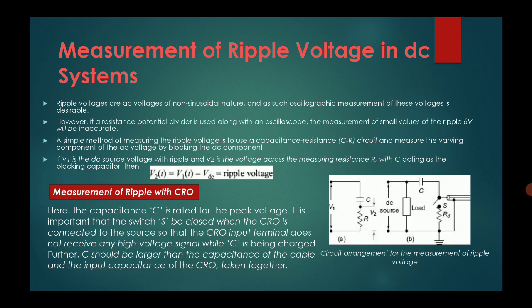Here the capacitance C is rated for a peak voltage. The switch S is to be closed when the CRO is connected to the source, so that the CRO input terminal does not receive any high voltage signal while C is being charged. Further, C should be larger than the capacitance of the cable and the input capacitance of the CRO taken together.